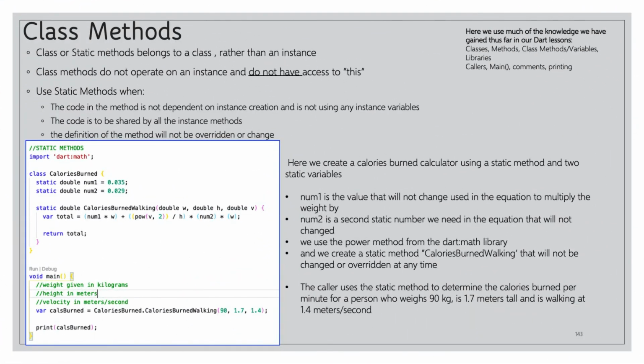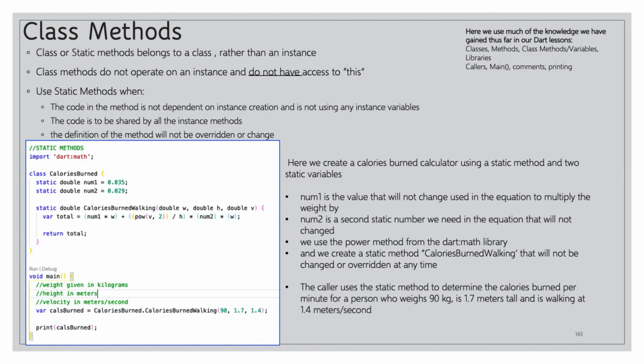And here on this final slide, I tried to make it the very best of the whole class. We'll use much of the knowledge we've gained so far in our Dart lessons. We'll use classes, methods, class methods and variables, libraries, callers, the main function, comments, and printing. Hopefully it comes all together here. Here we create a calories burned application using a static method and two static variables.